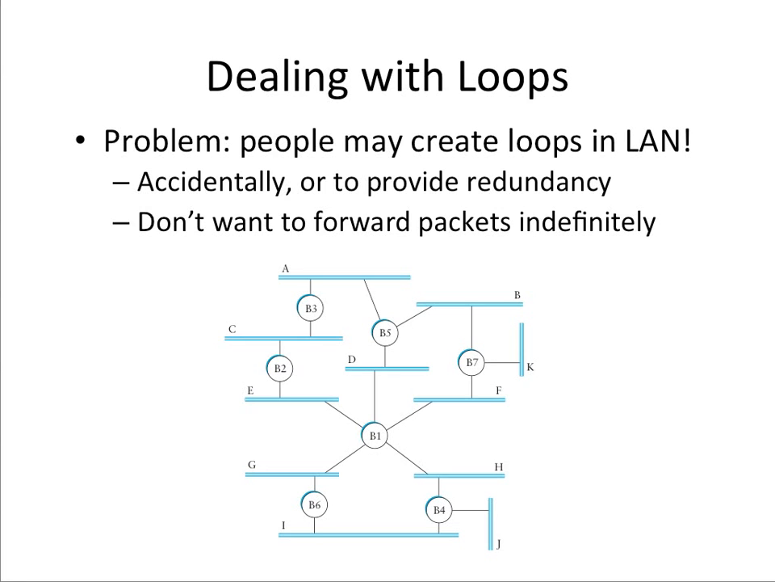And that packet was received by B4, and what is B4 going to do? It doesn't know where it goes, so it's going to send on all the segments, right? And B6 is going to receive that, and what is B6 going to do? It's going to send on all the segments. And B1 is going to receive that. And what is B1 going to do? It's going to send on all the segments, including H, right? And B4 is going to receive it again. And it's going to do what? So you get the idea, right?